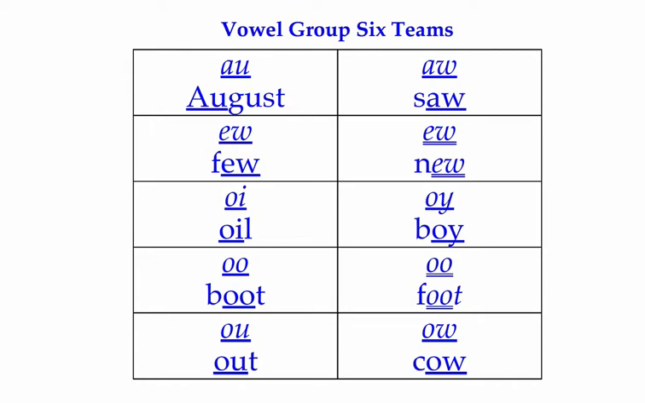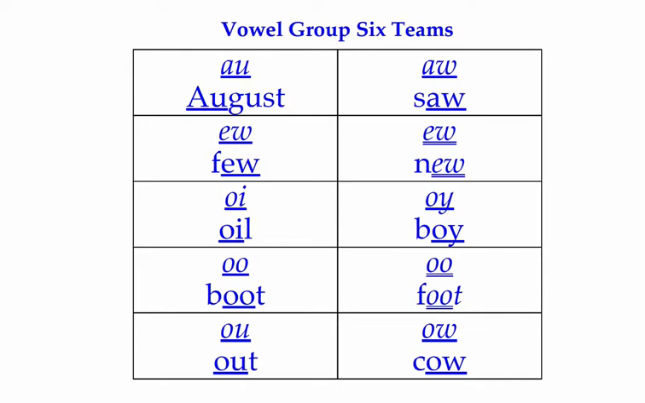EW is a vowel team representing two sounds. In the word few, EW is representing the sound U. When EW represents that sound, you underline it once. EW as a second sound represents the sound oo, as in the word new. Relatively few words will have EW where it represents its second sound. So again, the first sound for EW is U. The second sound for EW is oo. And when EW represents its second sound, double underline it.